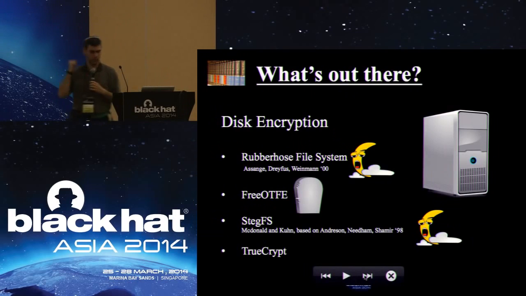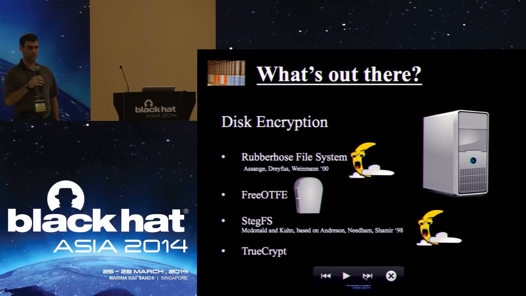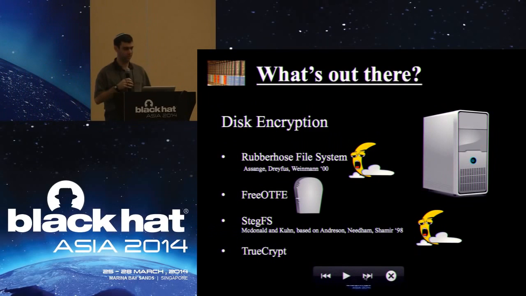So what's out there? There is a lot of stuff that's similar. In the disk encryption world, there's the famous Rubberhose file system written by Assange, Dreyfus, and Weinmann. Ironically, there's very little literature out there on how it actually works, and it's no longer maintained officially, and unofficially, I guess it's somehow related to WikiLeaks. There's FreeOTFE, which is another attempt at doing something like this, which I think is also not maintained, and their website is no longer owned by them.